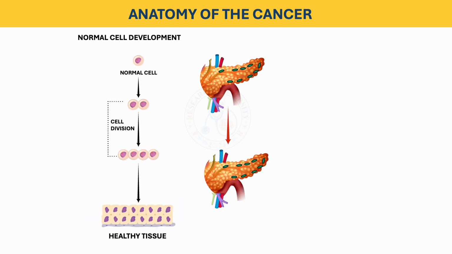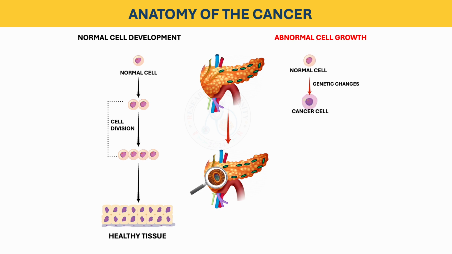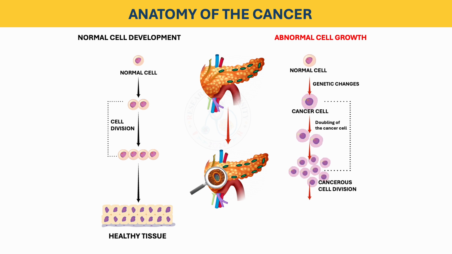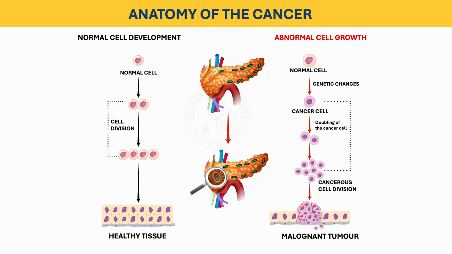Another type is abnormal cell development. It involves genetic changes that transform normal cells into cancer cells. These cancer cells divide rapidly and uncontrollably, leading to the formation of malignant tumors. This uncontrolled growth can result in doubling of the cancer cells and spread of the cancerous cells to other parts of the body, known as metastasis. Understanding these concepts of abnormal cell growth is crucial for the diagnosis, treatment, and prevention of cancer.